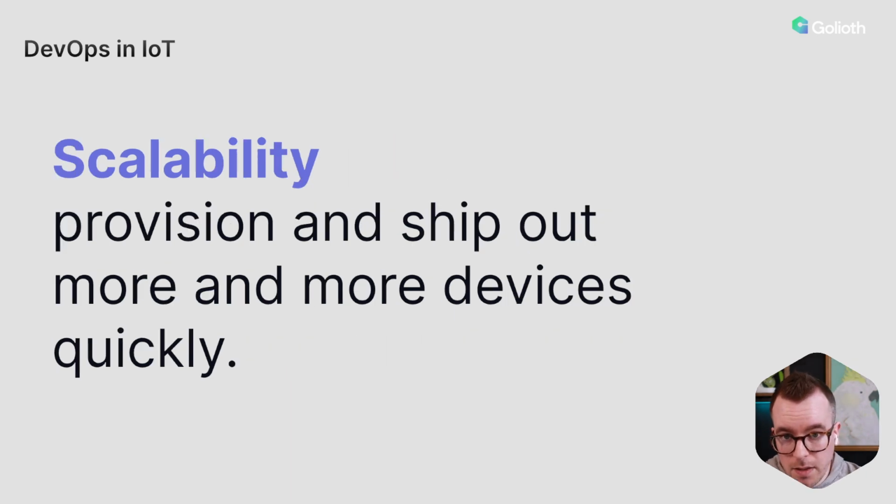And then scalability. Just like a good DevOps practice in the cloud can help you horizontally scale and handle load, good DevOps practice in the embedded world can help you manage growth and ensure your infrastructure and processes can handle increasing demands from customer orders, letting you provision and ship out more and more devices quickly.